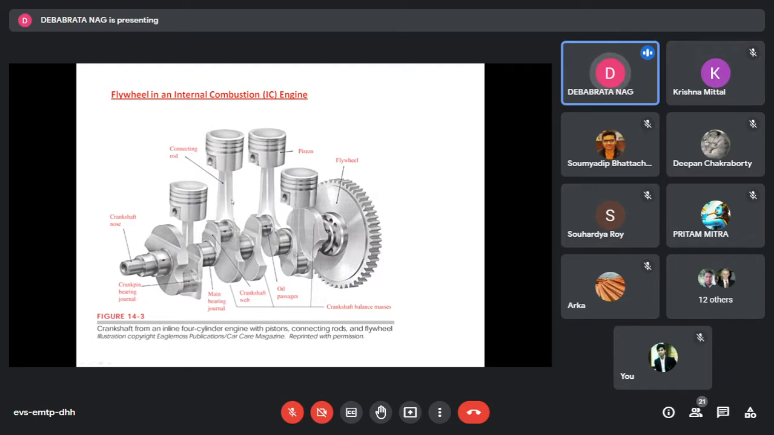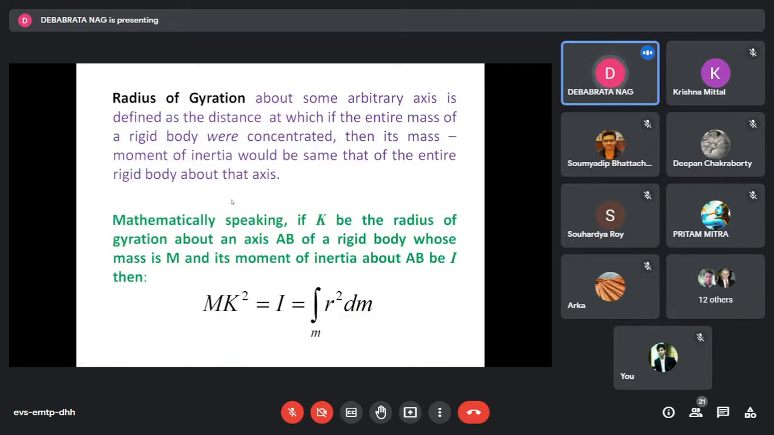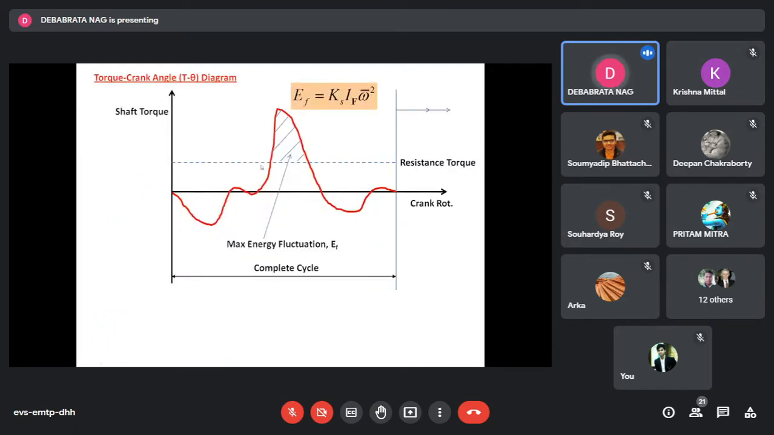This is called the gas torque. And if we see the variation of the available torque during the different phases of combustion, actually there are 4 thermodynamic processes that take place within the engine. One is called suction, then compression, then expansion, and finally we have exhaust.